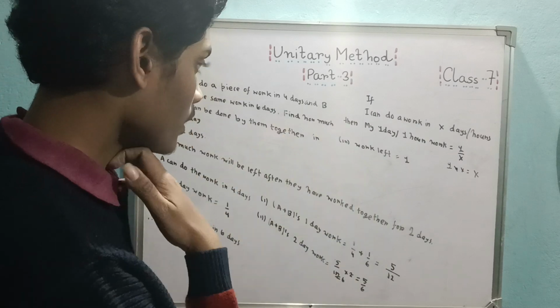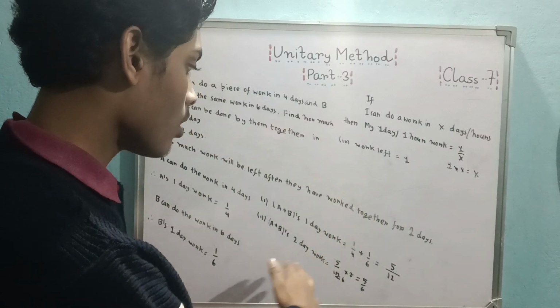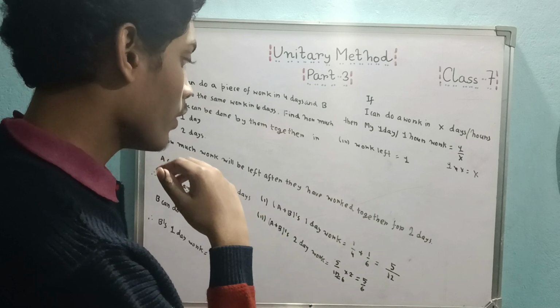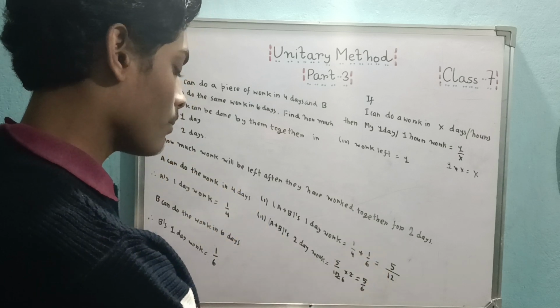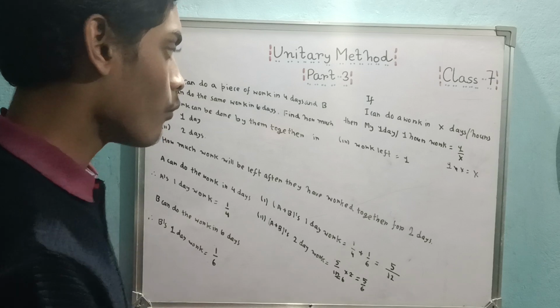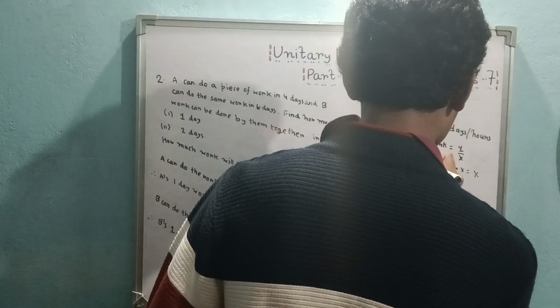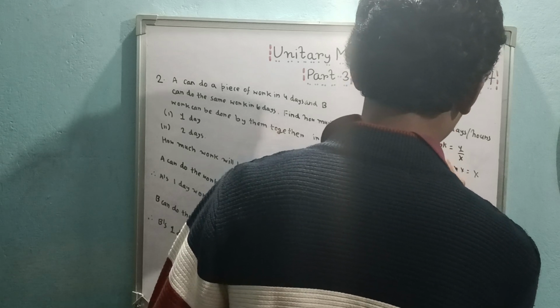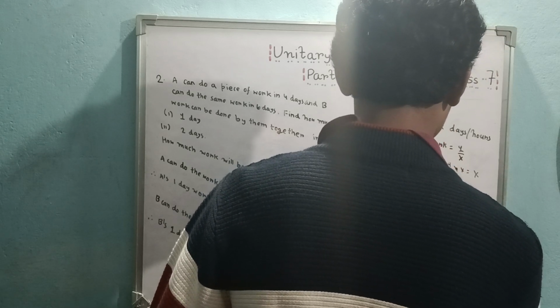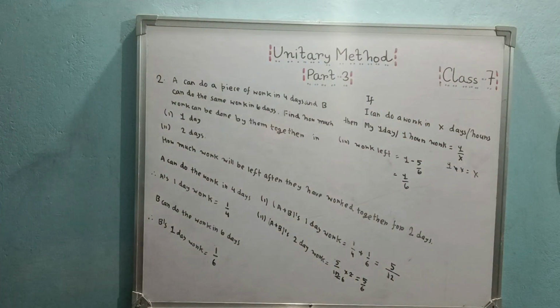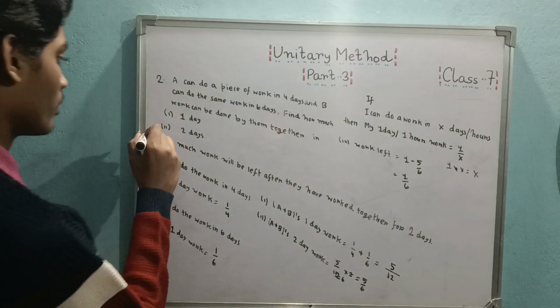Similarly here, your total task is 1 and you have completed 5/6 of the task in 2 days. So when you have worked for 2 days and done this much work, work left is 1 minus completed work, equal to 1 minus 5/6. And this is simple subtraction, 1/6. Easy. This is the third one, okay.